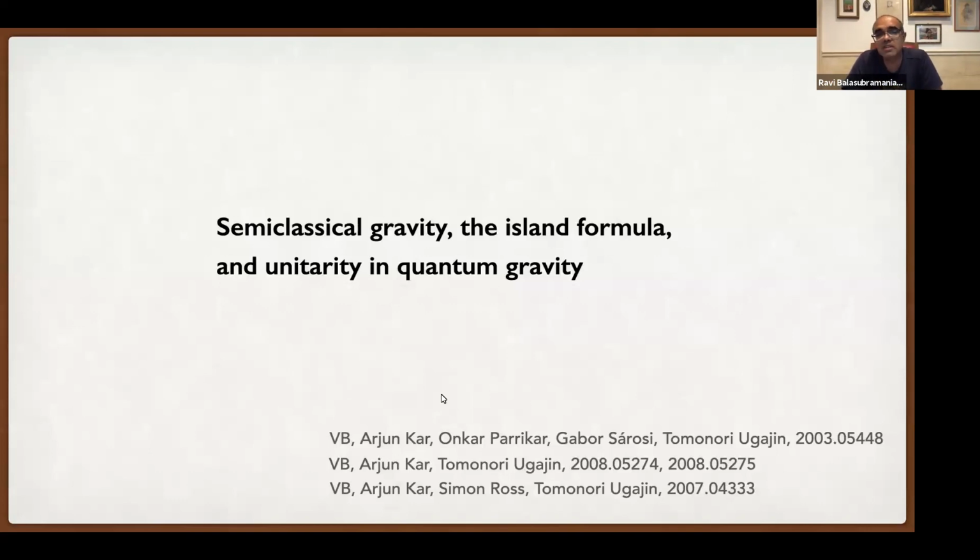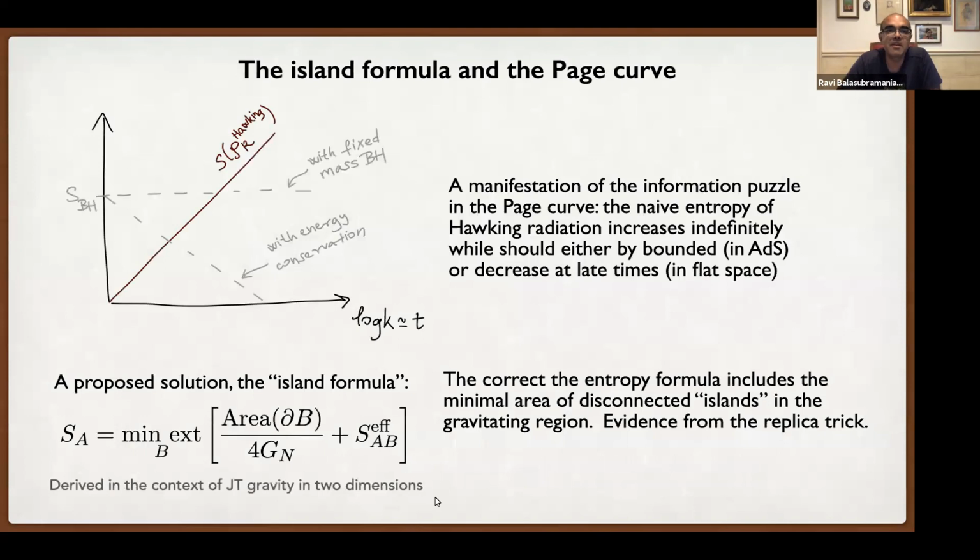Most of the work that I've done on the subject has been in collaboration with several people. Arjun Kar, who was a grad student and is now moving to UBC. Onkar Parrikar, who was a postdoc and is now at Stanford. Gábor Sárosi, who was a postdoc and now is at CERN. Tomonori Ugajin, who used to be a postdoc and now is an assistant professor in Kyoto. And Simon Ross, who is at Durham, as you know. So I'm going to discuss this pool of ideas from various perspectives.